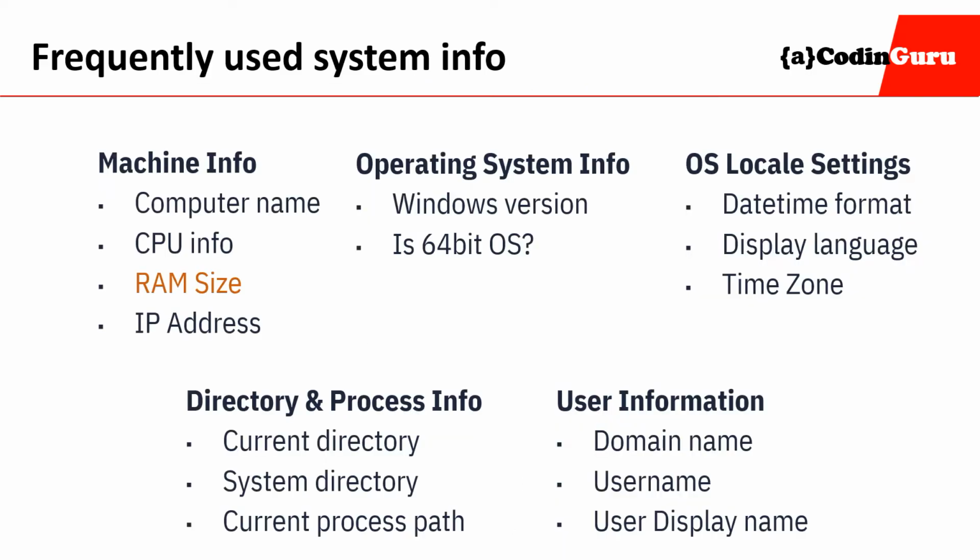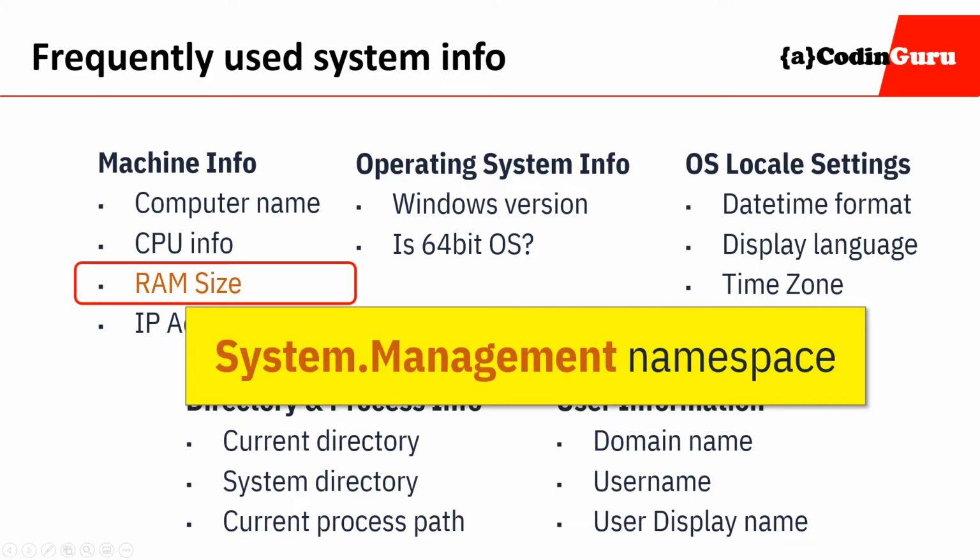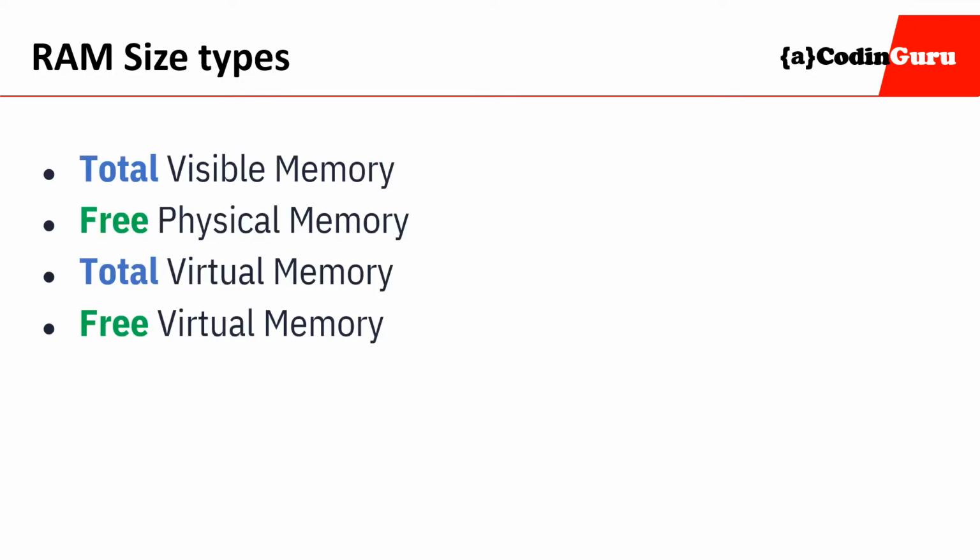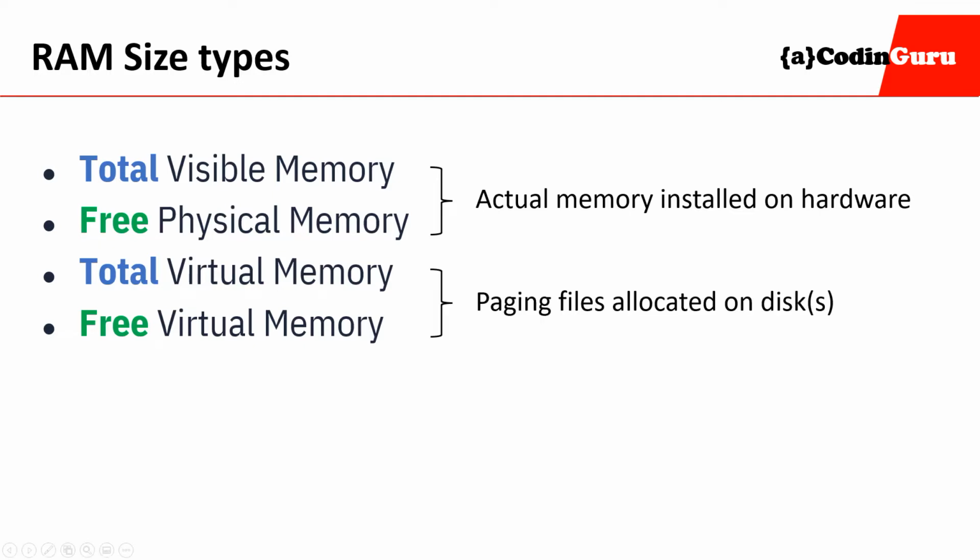To access system memory information, we're going to use the System.Management namespace. But when talking about system memory size, we are usually referring to these four types of information: the total visible memory, free physical memory, total virtual memory, and the free virtual memory. The first two are referring to the actual memory installed on your computer, and the last two are referring to the paging file size allocated on your hard drive.